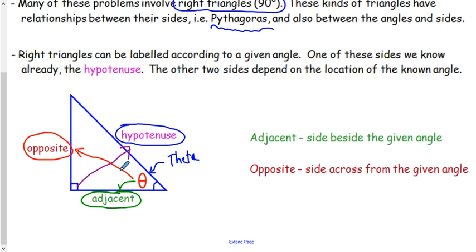Now if I were to actually look from the other side of the triangle and use the angle theta over here, I would have to relabel my triangle. My hypotenuse would still be good. That's always going to be the hypotenuse. But my opposite and my adjacent would switch sides because I'm looking from the angle on the opposite side of the triangle. So the labels for our triangle all depend on the angle you're looking from. So determining which angle you're looking from is a key part of this.